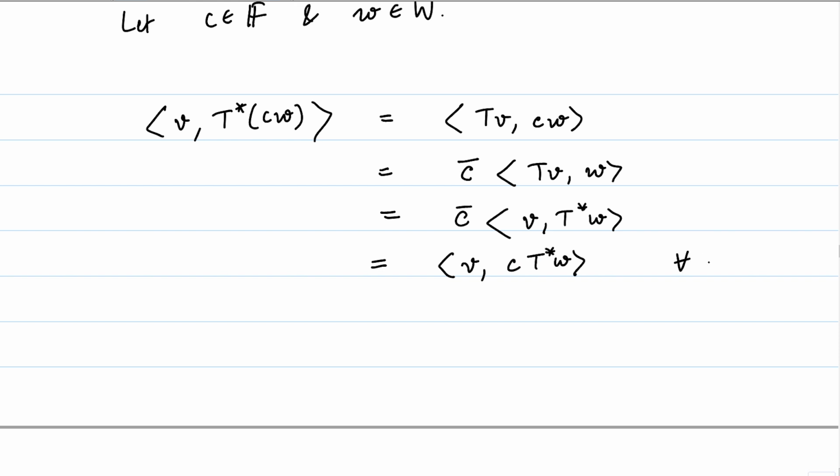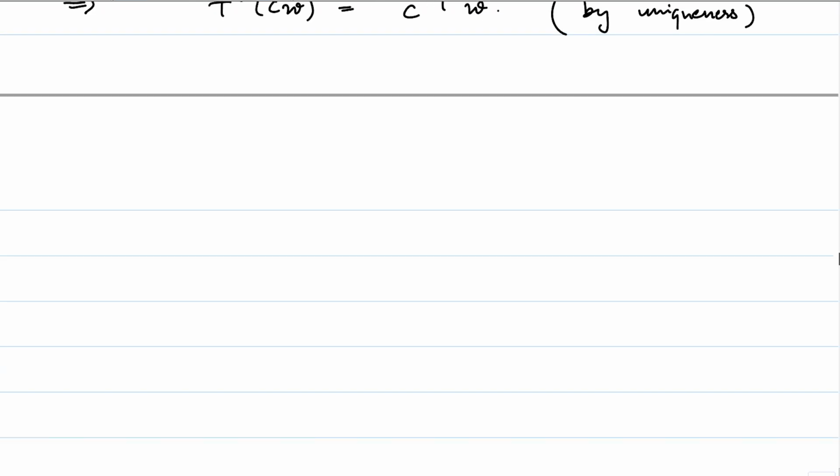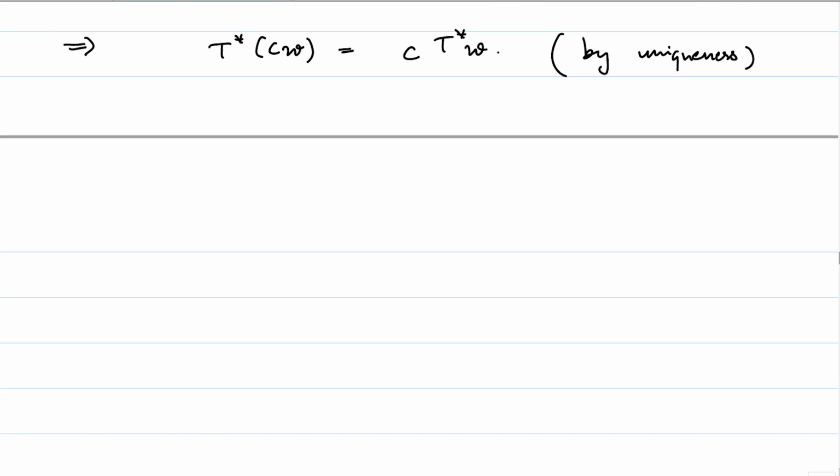But this is true for all V in capital V, and hence these are two linear functionals which are equal, and by uniqueness of the Riesz representation theorem, this gives that T star of CW is equal to C times T star of W. I'll just write by uniqueness here. You should again think over how uniqueness of the Riesz representation theorem was used here. Okay, both the checks are done. This concludes that T star is a linear transformation.